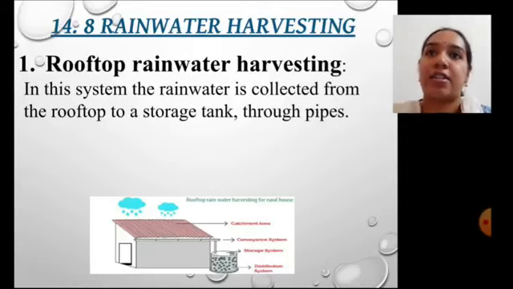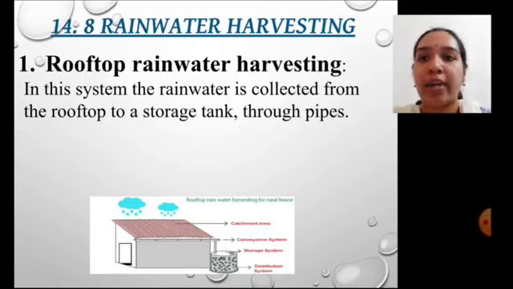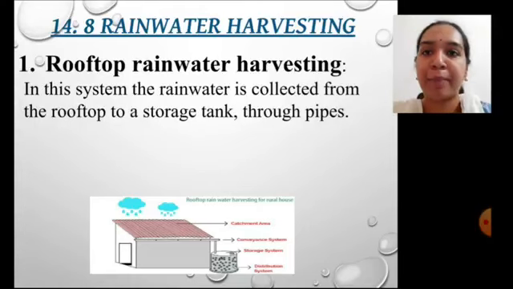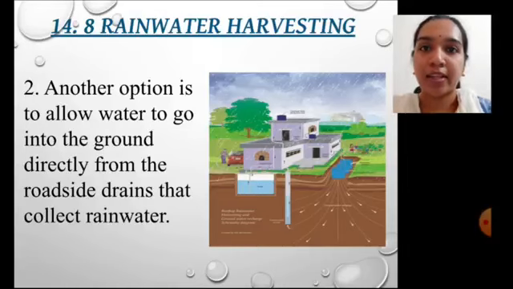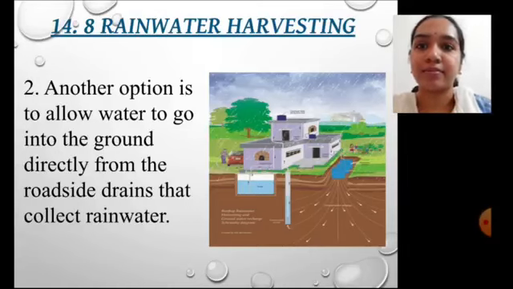The methods of rainwater harvesting are rooftop rainwater harvesting, where the water from the rooftop is collected into a storage tank through pipes, and the other way is to allow water into the ground by drains that directly collect rainwater. This is how we can conserve the rainwater.